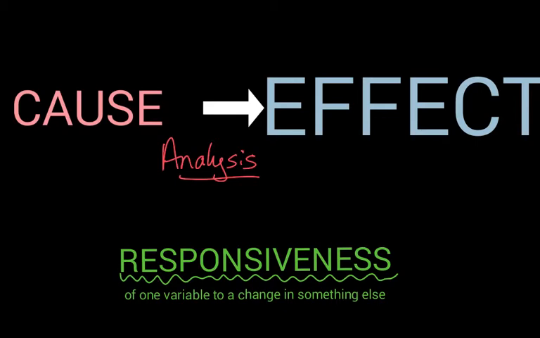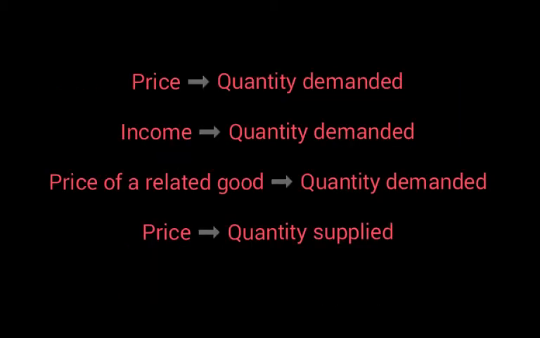Now, in your AS studies, there will be 4 types of elasticity, 4 of these cause and effect relationships that you will need to analyze using elasticity. There are many more elasticity variables that you can think about. Really, any 2 things which have a cause and effect relationship can be analyzed using the concept of elasticity. But as far as AS economics is concerned, there are 4. So the 4 relationships that you will need to be able to apply elasticity to are these 4. Just working our way through them here.